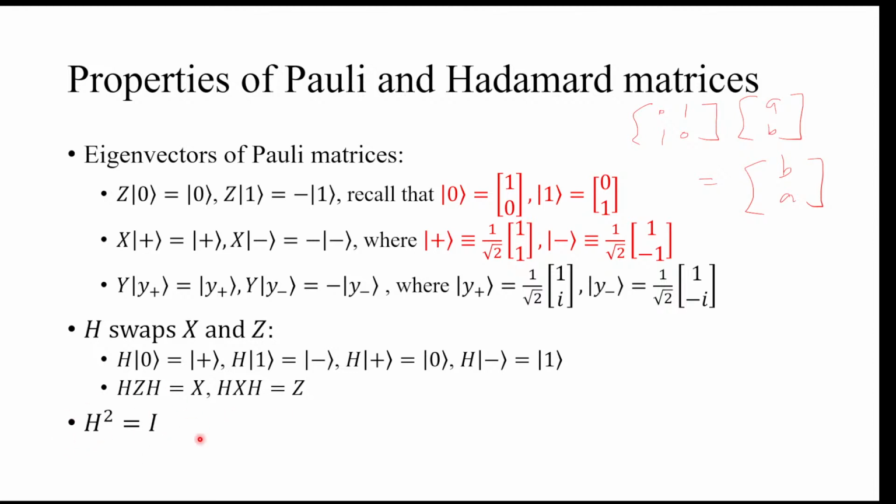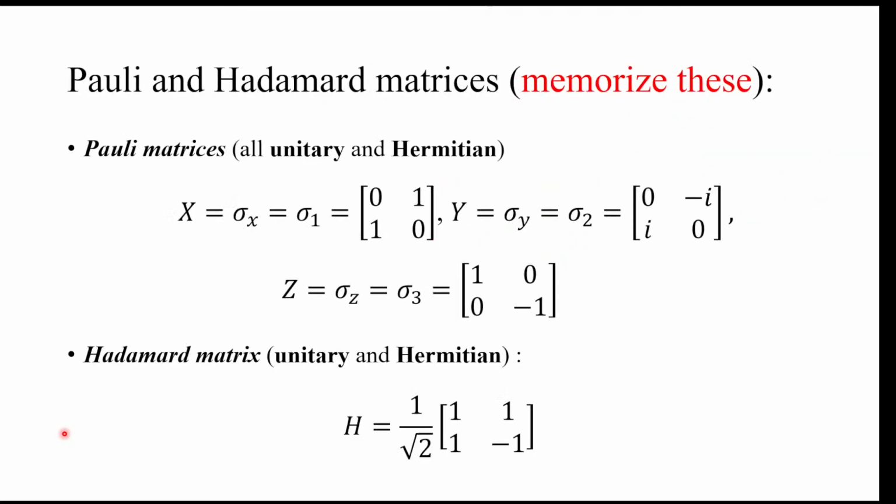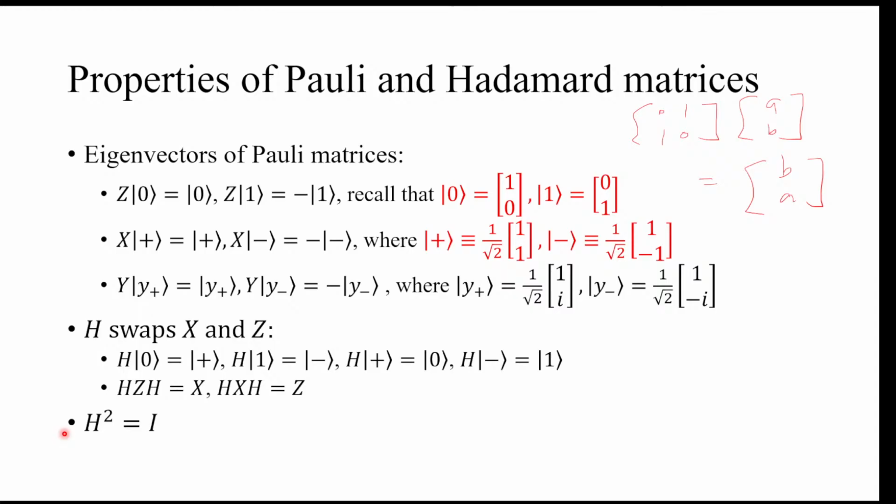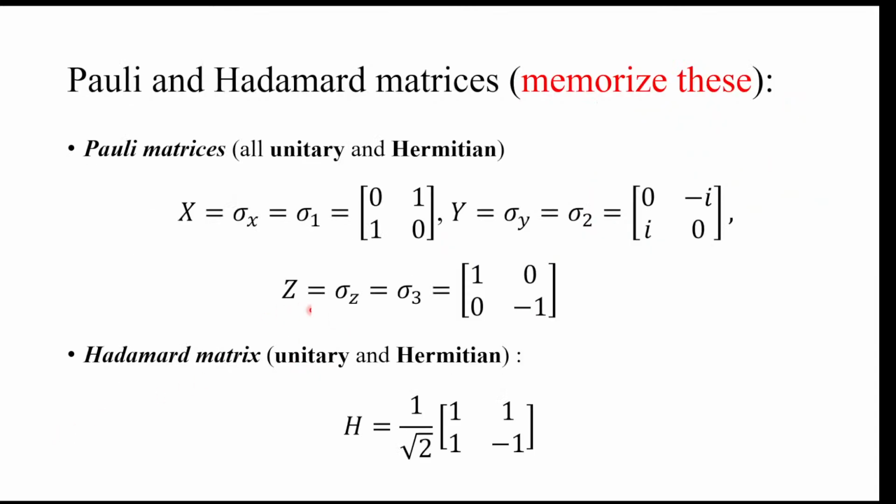Also Hadamard squared equals identity, so Hadamard is just its own inverse. It's a nice thing about the Hadamard matrix. Hadamard squared is identity just because of the Hermitian and unitary properties. You can also derive it from here.